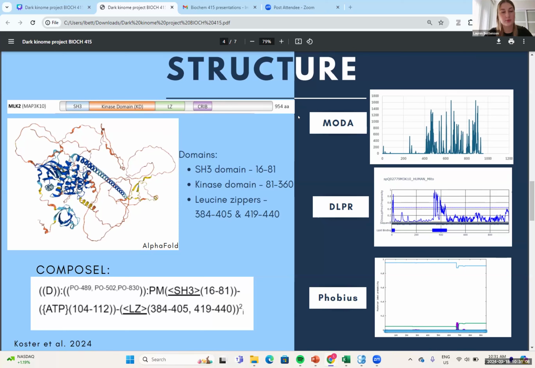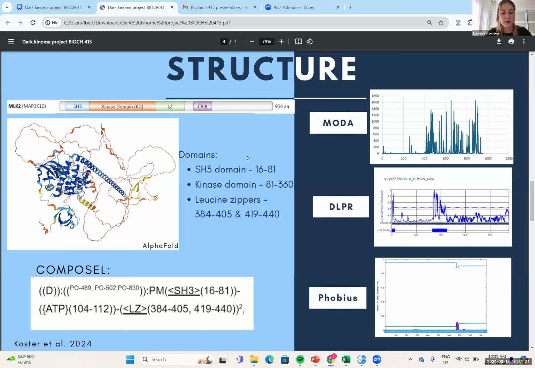For the structure, the primary structure is at the top here, and it highlights the SH3 domain, the kinase domain, and the leucine zipper domains. So the SH3 domain is found from amino acid 16 to 81, kinase domain from 81 to 360, and the leucine zippers are from 384 to 405 and 419 to 440. So the leucine zippers are required for homodimerization and autophosphorylation, and then therefore activation of the kinase.